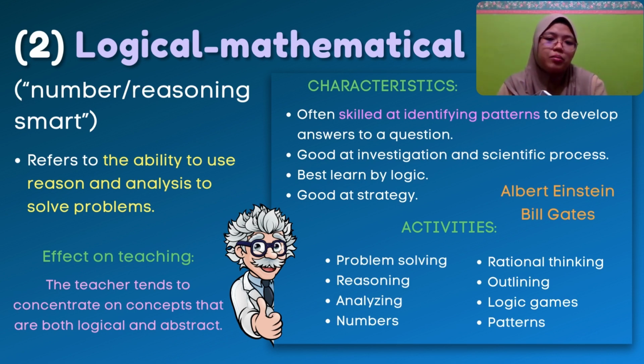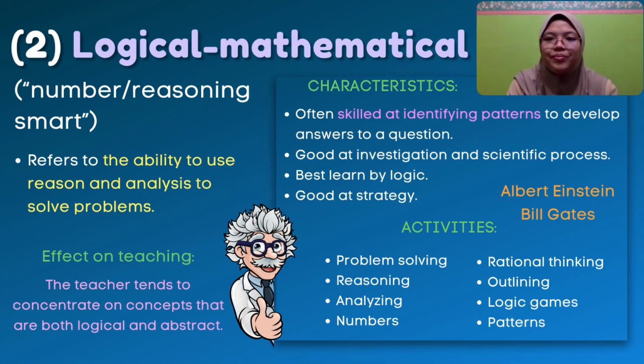If teachers use this logical mathematical intelligence in their teaching, the teacher tends to concentrate on concepts that are both logical and abstract. Examples of famous people that we know in this world are Albert Einstein and Bill Gates. These people have this logical mathematical intelligence.